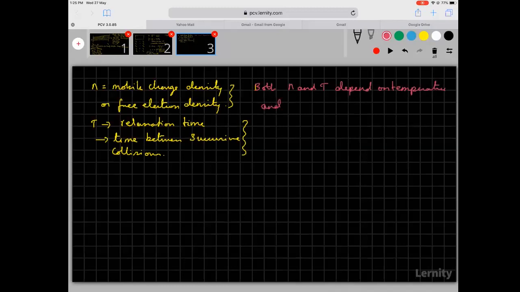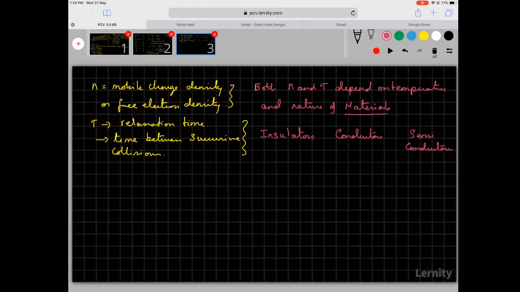They also depend upon the nature of the material. For example, basically materials are classified into three kinds. You have insulators, then you have conductors, and then in between you have semiconductors.